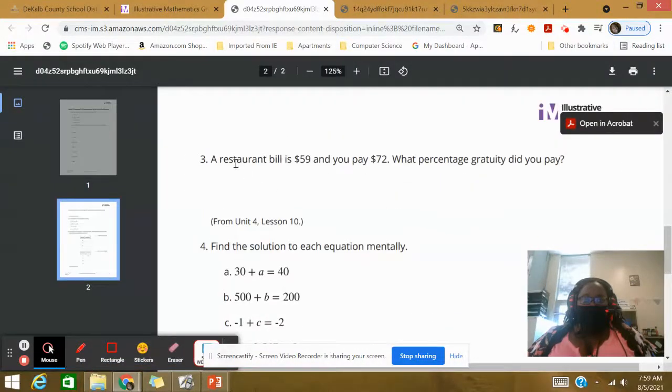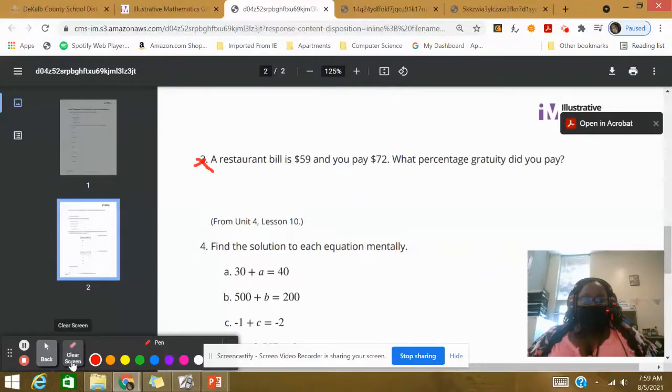Now let's look at the next problem. It says a restaurant bill is $59 and you pay $72. What is the percent of gratuity? So on this one, guys, you do not have to complete. You do not have to do number 3. So you can put an X through that.